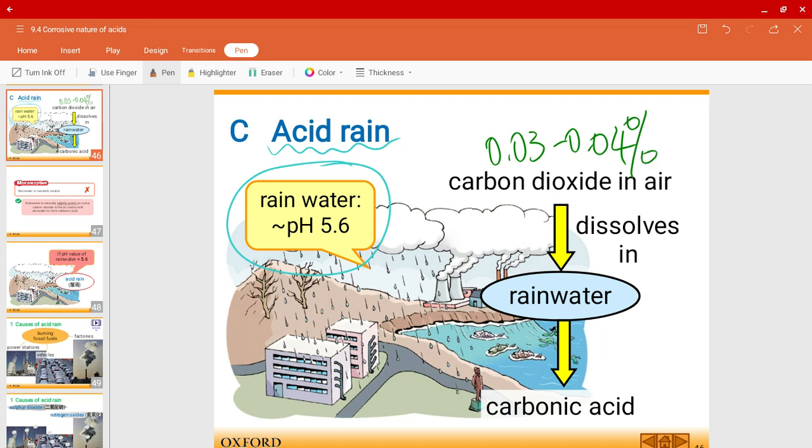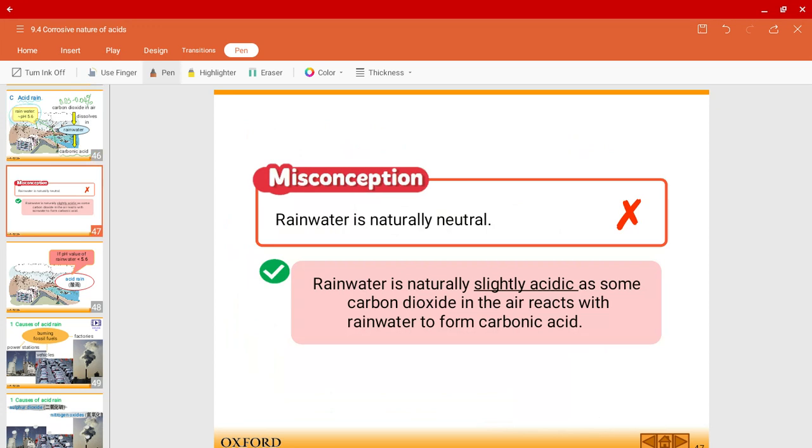Carbon dioxide will dissolve in the rainwater to form carbonic acid. And obviously, carbonic acid is an acid. So in rainwater, because you have this type of acid in it, the pH will drop slightly to around pH 5.6. So, from today onwards, let everyone know rainwater is not neutral. It's not pH 7. Rather, rainwater is naturally slightly acidic, pH 5.6. And the reason is because of carbonic acid.